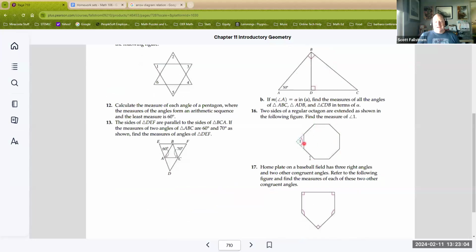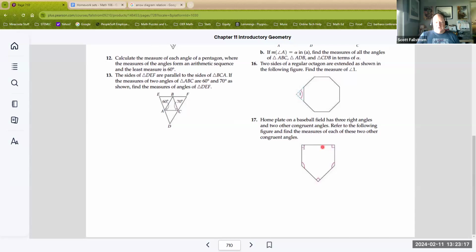We got a nice little octagon and we extend the sides. So you are most likely going to have to deal with exterior angles. There are 2 of them here and they are congruent because it says it's a regular octagon. Then we got a home base or a home plate. Home plate actually has 3 right angles, but the other 2 are definitely not right angles. So your goal is to find how much it is and just understand that the sum is kind of your key. How would I do this with the sum of these angles?